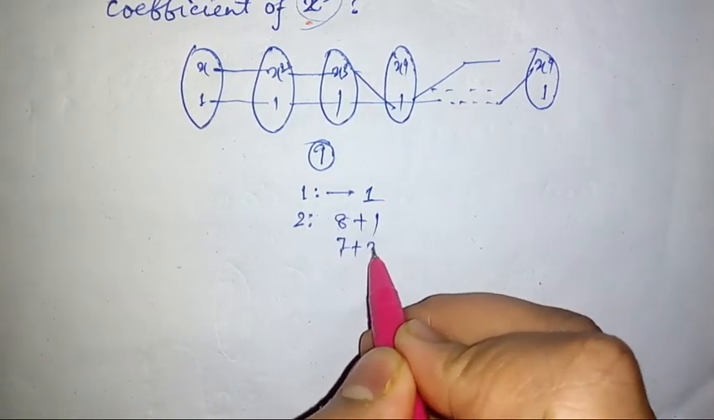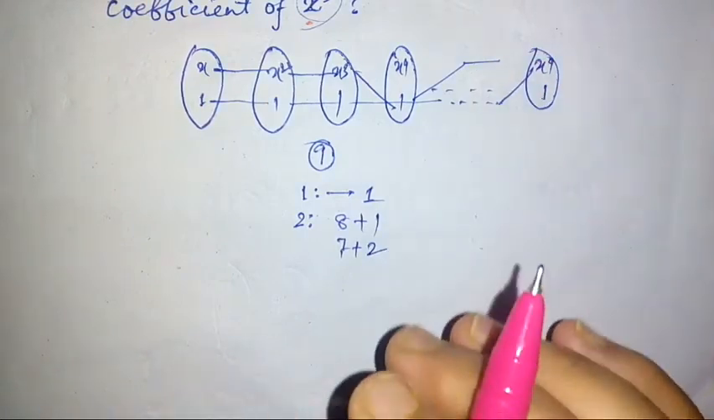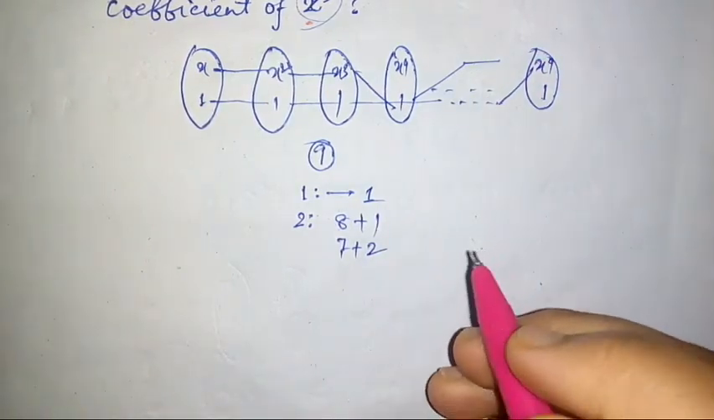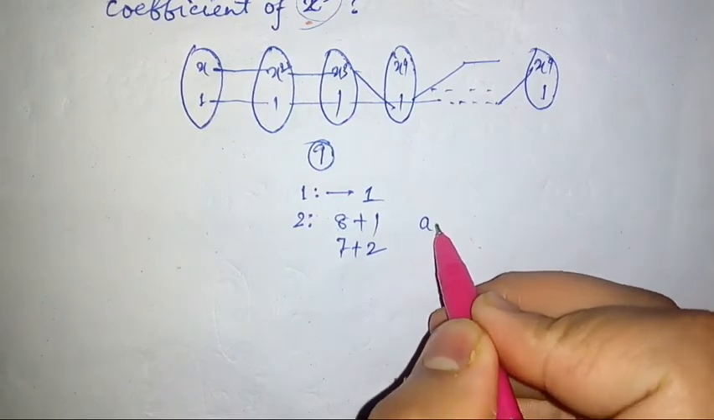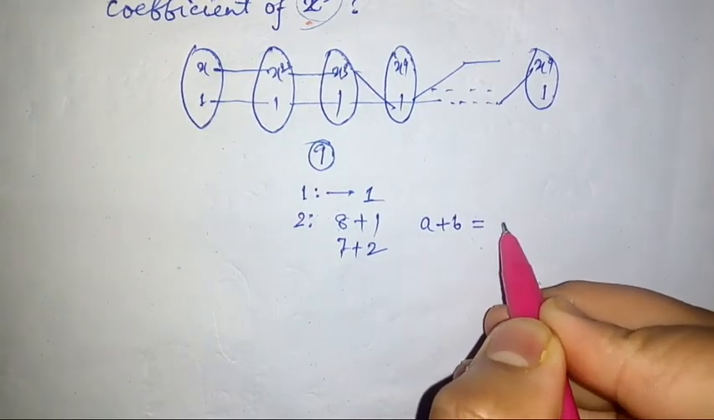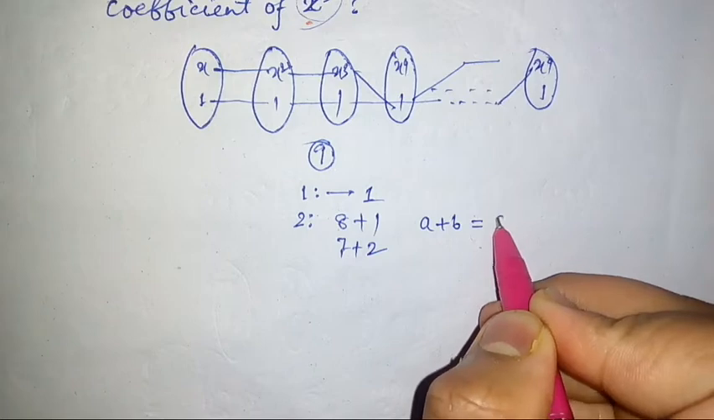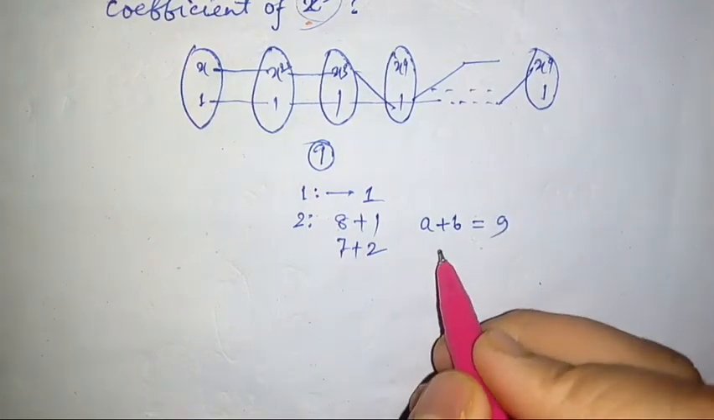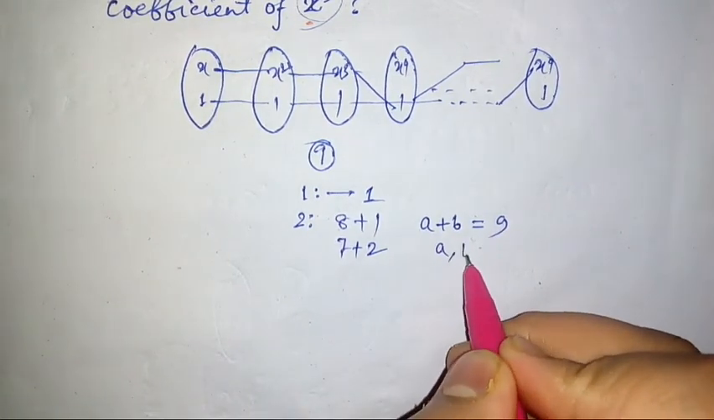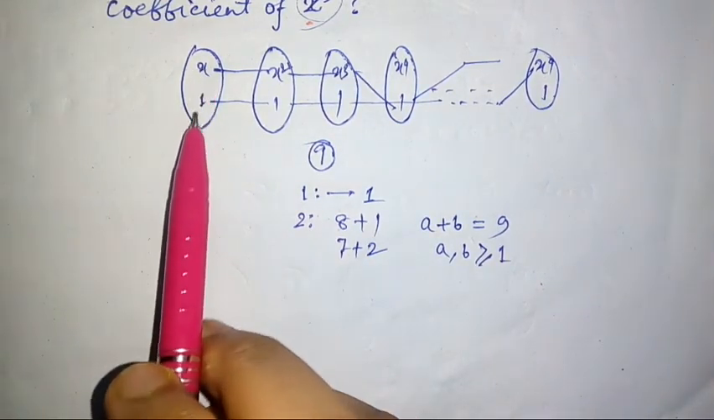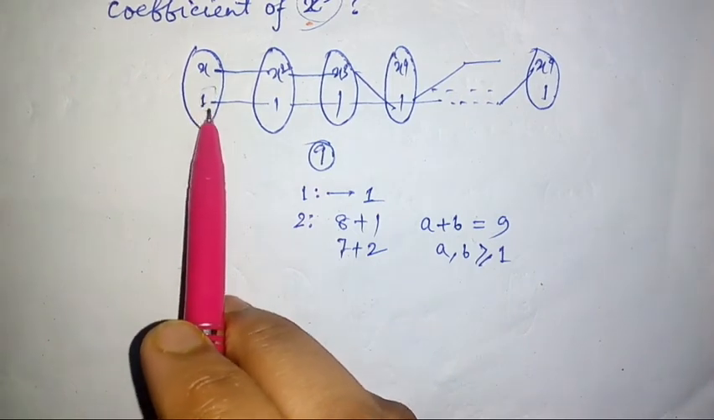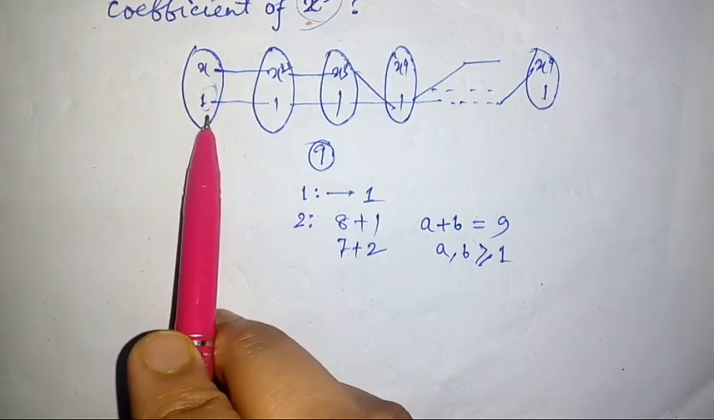Then 7 plus 2, like that it can be done. So if I want to show this formally in table method, then I will do it like this: a plus b equal to 9, and I cannot take the value of a and b to be 0, it must be greater than or equal to 1, because the coefficient of x to the power 0 is 1, and I am dealing with only x terms, I am not dealing with the constant terms.